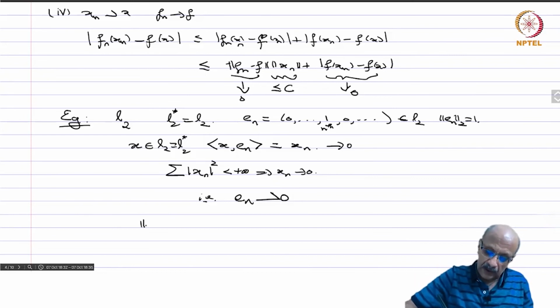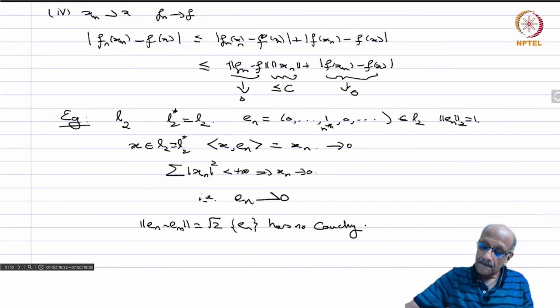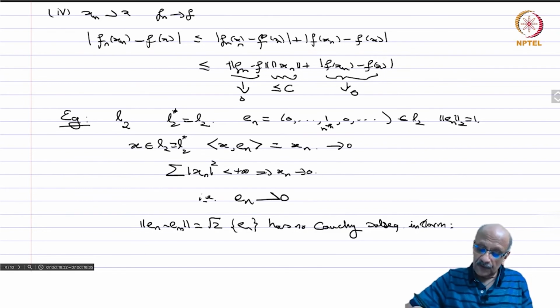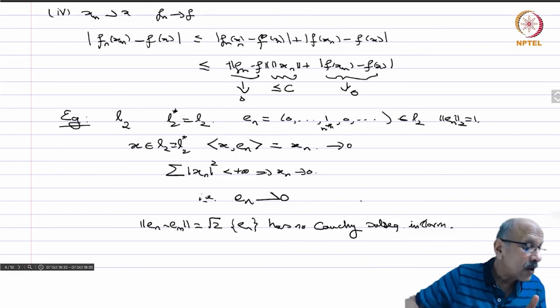But remember that norm En minus Em is square root of 2, and therefore En has no Cauchy subsequence in norm. Therefore, for no subsequence will En converge in norm, and therefore we know that norm convergence implies weak convergence, but the converse is not true. Weak convergence does not imply norm convergence.